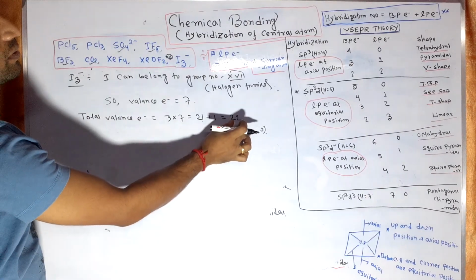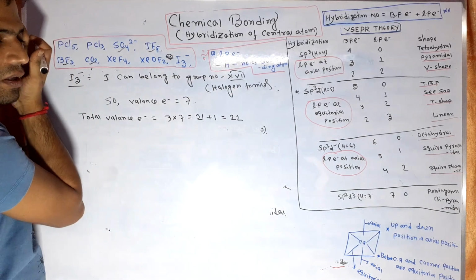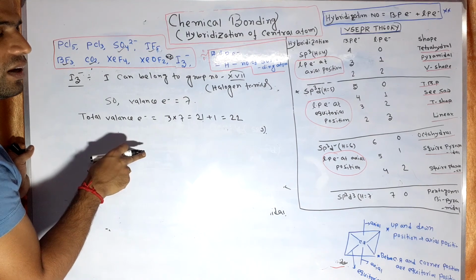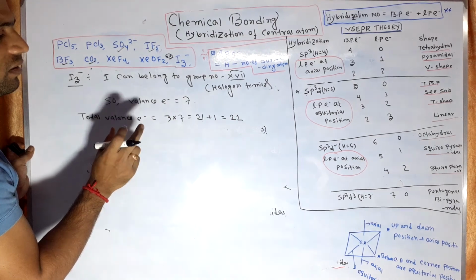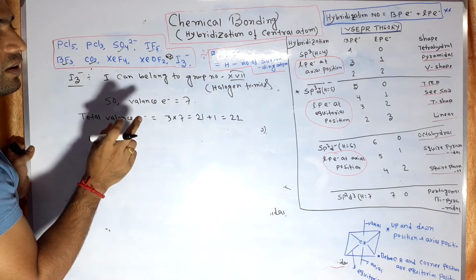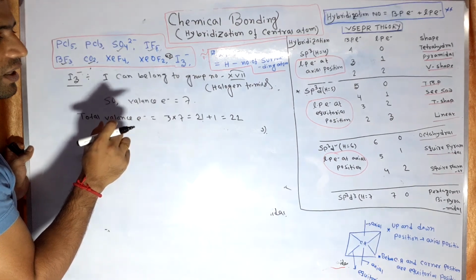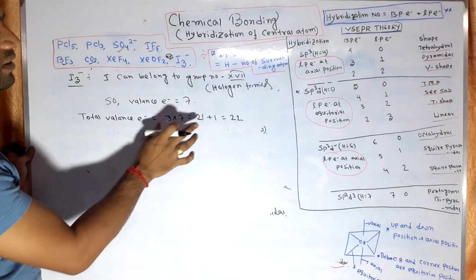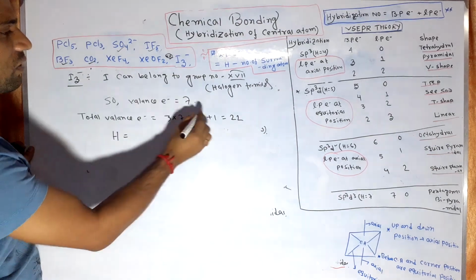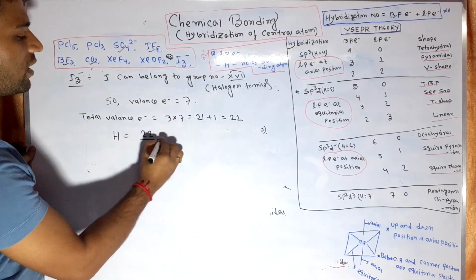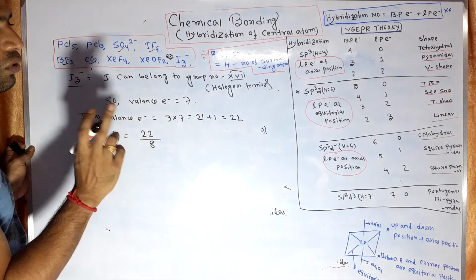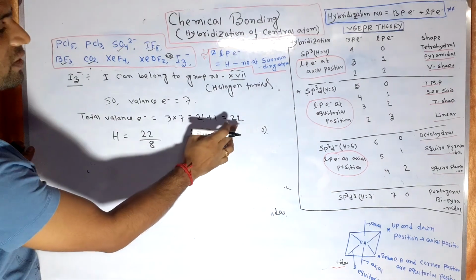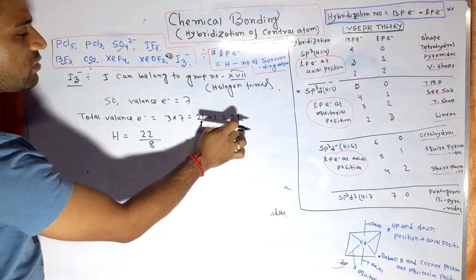So which limit is satisfied? We described two rules. If total valence electron is less than or equal to 8, then the hybridization number is the counted valence electron divided by 2. But if total valence electron is greater than 8 to less than or equal to 56, then the hybridization number is the counted valence electron divided by 8. Two rules: first, less than or equal to 8; second, greater than 8 to less than or equal to 56. This is the second rule. Rule number 2 follows.